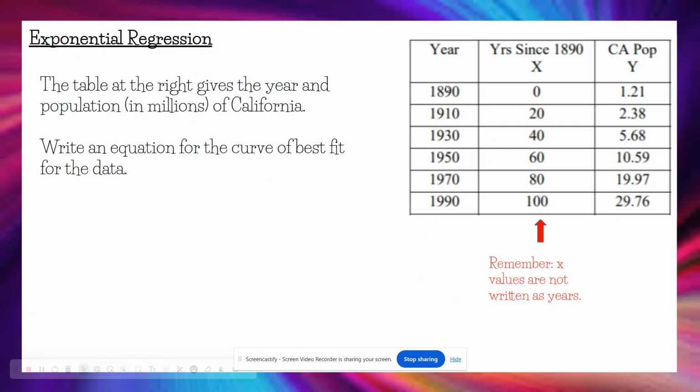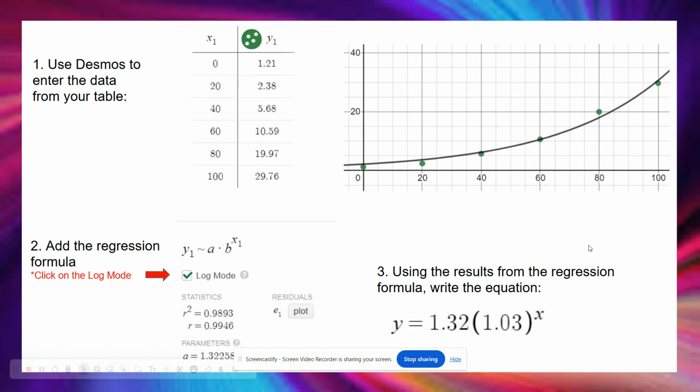I just wanted to point out, if you have years in your x values, you'll need to convert those into values that would be appropriate for x values in Desmos before you start your regression. And remember, once you put your data into your table in Desmos and you run your regression, make sure you click log mode so that your data is accurate. And that's pretty much how you run a regression for exponential functions.